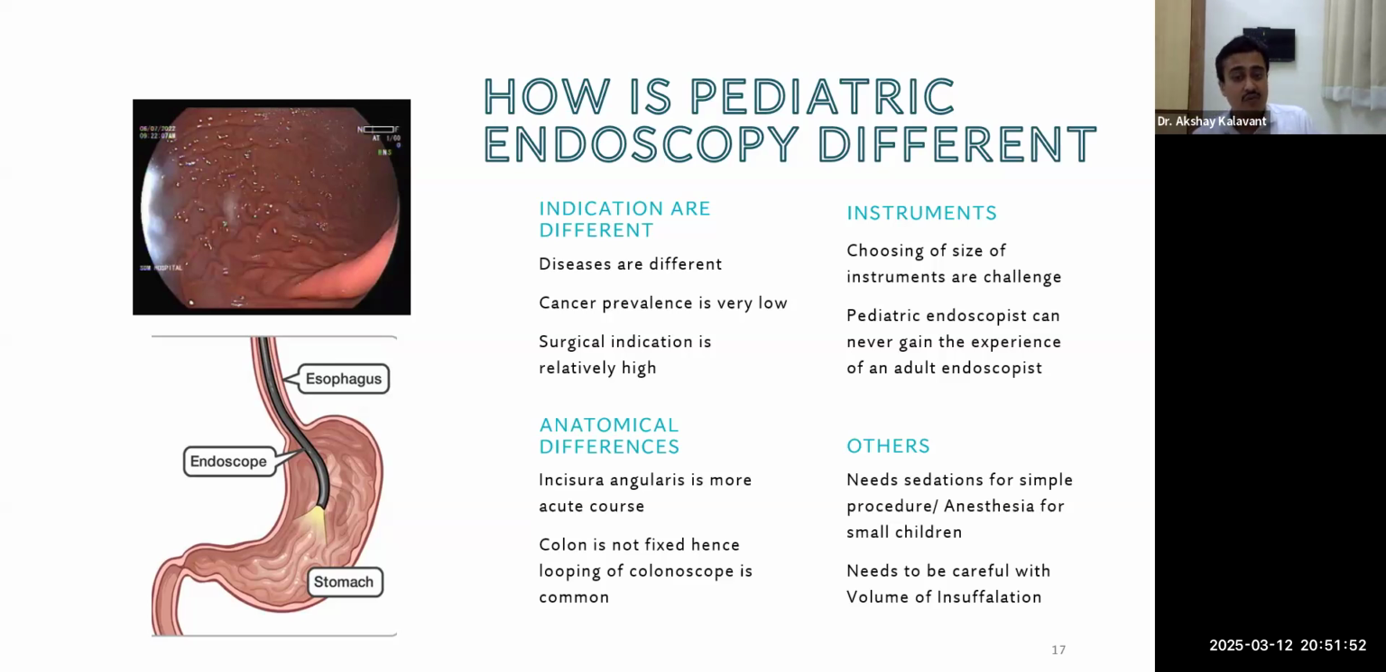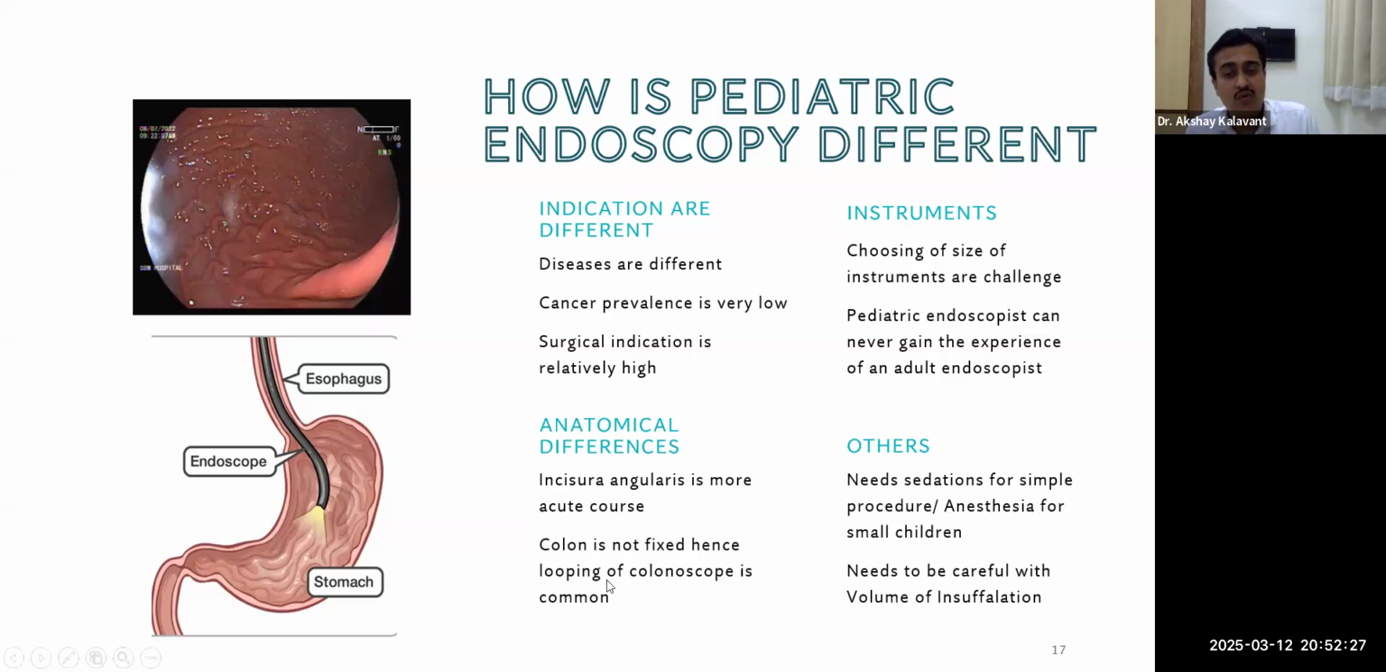Now, anatomical differences. Of course, there are anatomical differences. If you look at this stomach, the gastric angulation over here is quite acute in children. So you might have to make a turning maneuver to reach the pylorus, which will be somewhere here. But in adults, the stomach size is bigger, so as soon as you enter the stomach, you'll be able to see the pylorus in the same view angle. The colon is not a fixed structure, and it is very fragile. Both of these make intubation of the colon difficult.